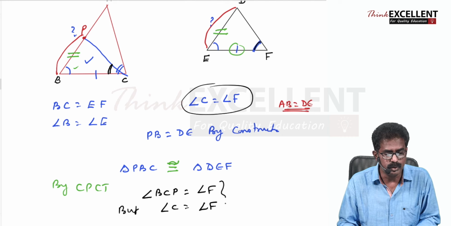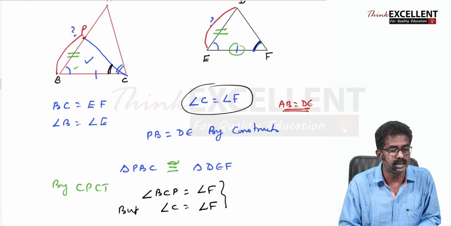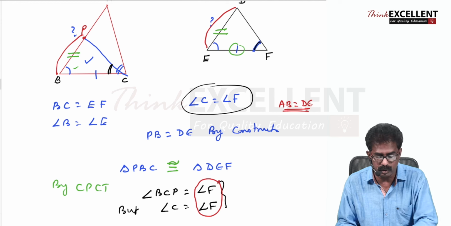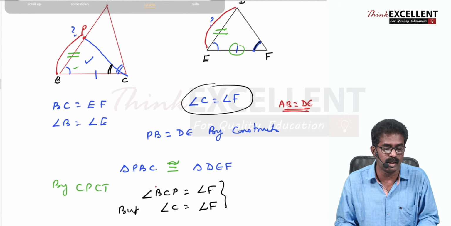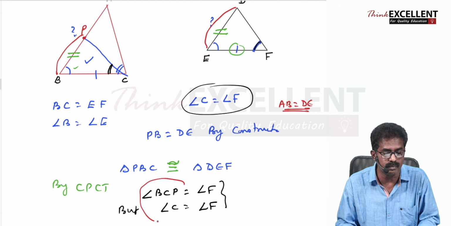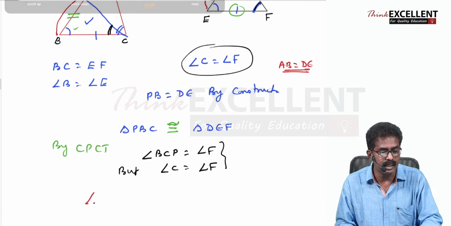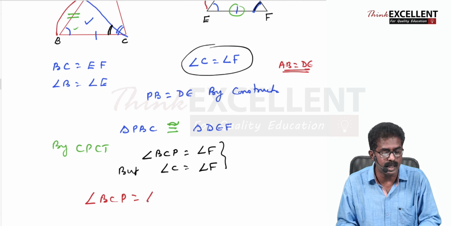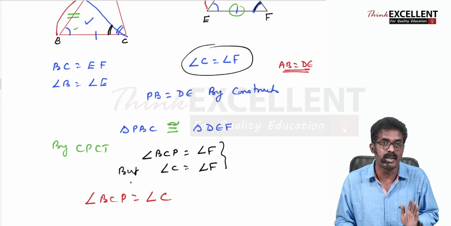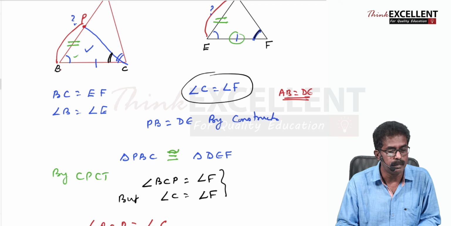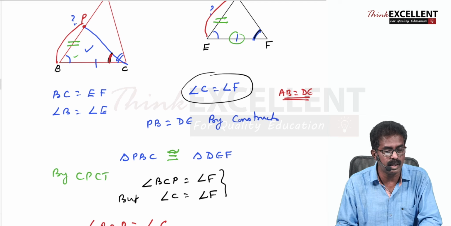Now we see these two, in both the cases the right sides are equal. Once the right sides are equal, the left sides also equal. So you can say these two are equal. Which two? Angle BCP equal to angle C. Now look at the diagram. Only from the diagram we are going to conclude. BCP. See, where is BCP? BCP, this angle, right? This angle is equal to angle C.